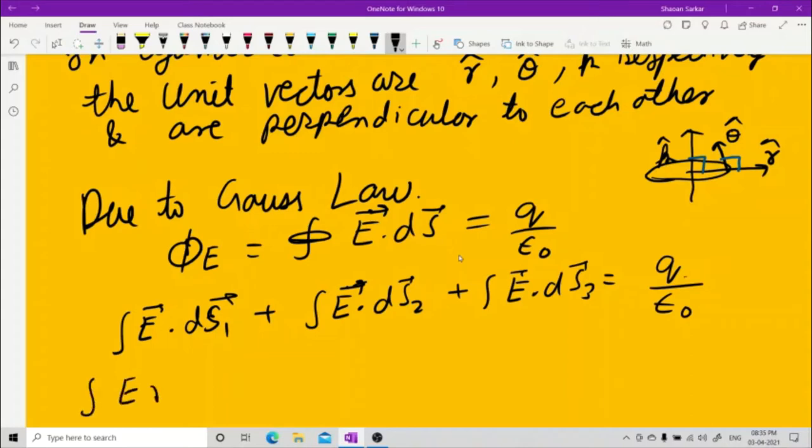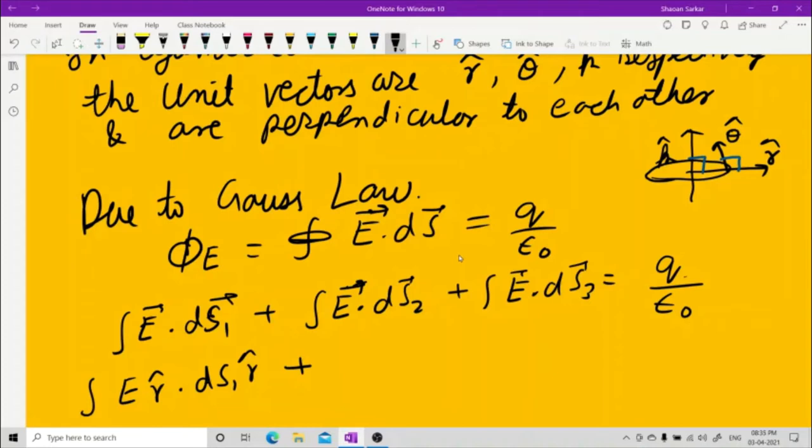Now you see, the E vector is nothing but E ds1 r cap, because they are in the same direction. Now, in class 11 and 12, you were always told that the surface perpendicular to the curved surface is in the direction of the electric field. The top of the cylinder is perpendicular to the electric field, so the contribution is zero, and the surface at the bottom of the cylinder is also perpendicular to the electric field, so the contribution is zero.